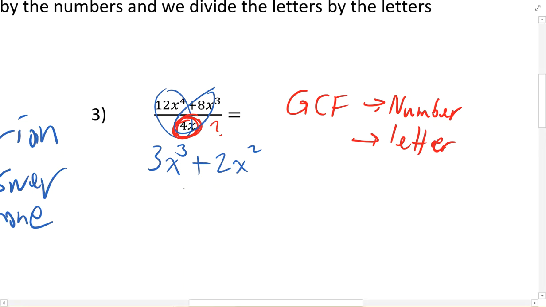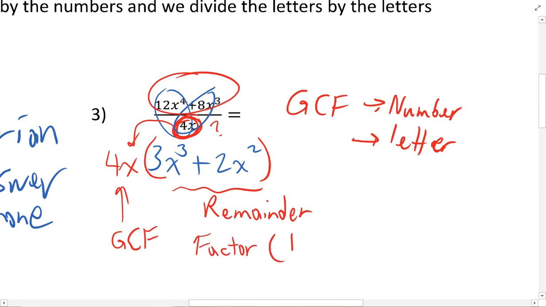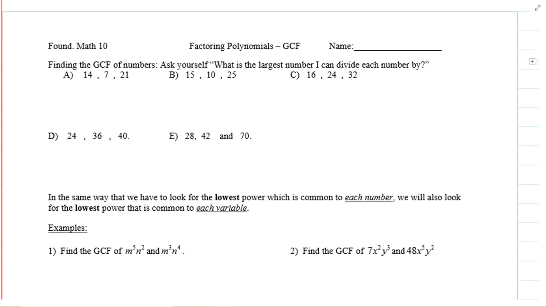Now, what we do is write a multiplication statement. We are going to change this so it has two factors. One of them will be your GCF up front, and the other one will be the remainder from the division. So really what we have is a factor times another factor. The one up front is called your GCF factor, and the one in the brackets is your remainder. So that's what we're going to do today. Let's get started, shall we?